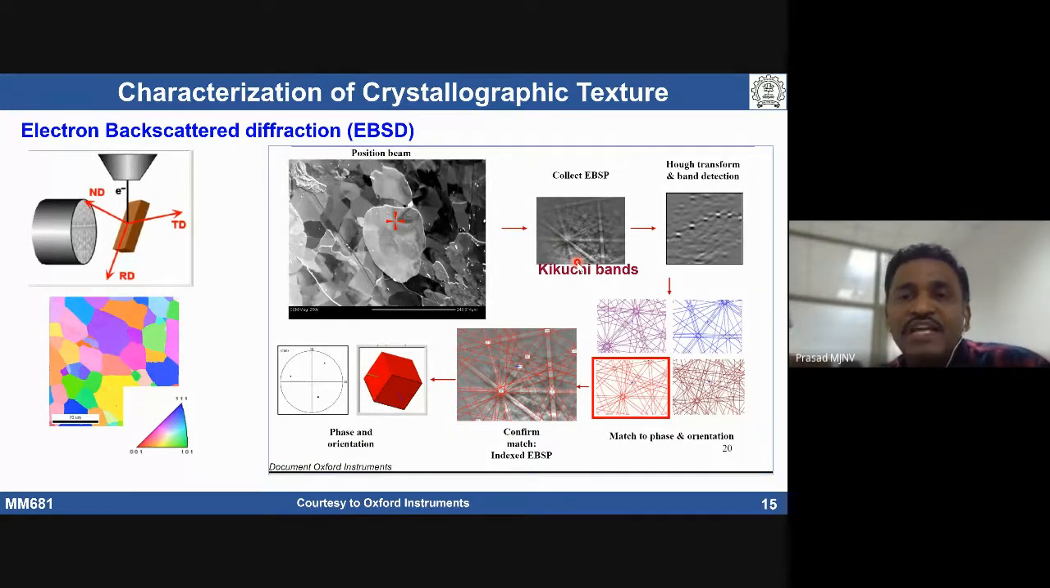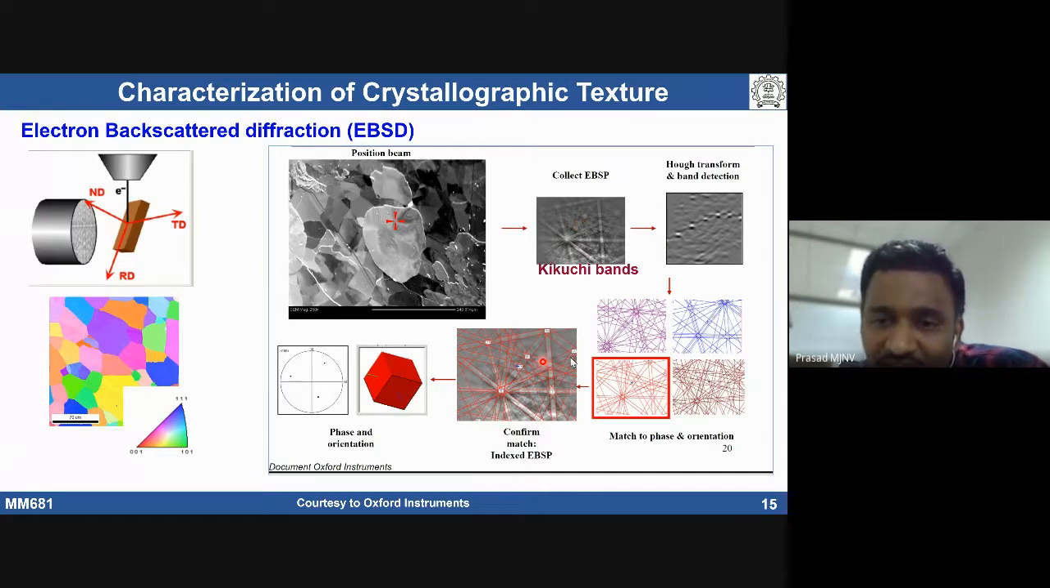The moment you change to another grain, another orientation, the number of bands we are seeing is going to change, and their width is going to change. The bands are also going to change because the scattering is different if it is a different grain, because all these things are related to the scattering phenomenon.